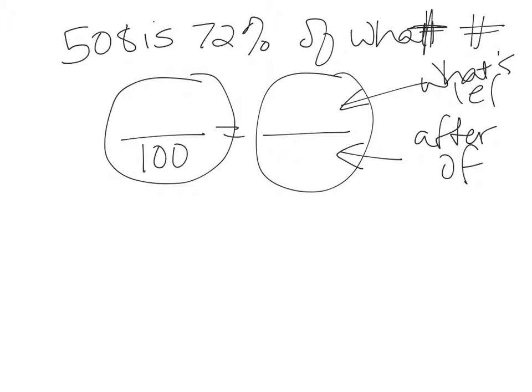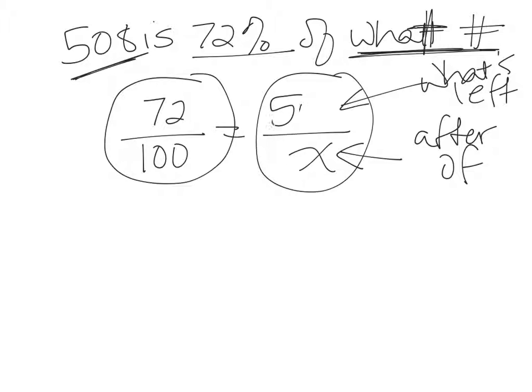So to set this up, I'm sorry, that's so messy. 72%, I just write that as 72 over 100. What came after the of is the what number, so that's the x, and then whatever number's left over, that goes in the top. And now I just do a cross multiplying, I call it a pretzel method because it sort of looks like a pretzel.